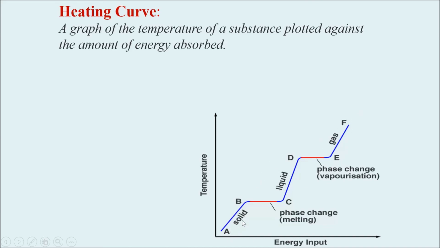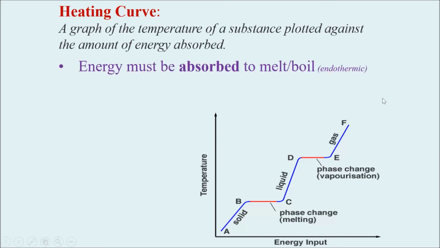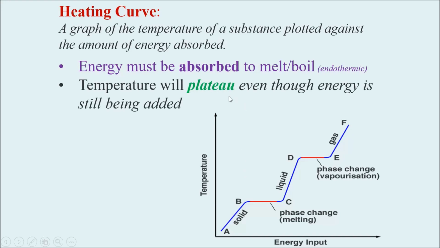So like solid water, ice, freezes at 0 degrees Celsius. Anything below 0 degrees Celsius would be a solid. Then between 0 and 100 would be a liquid for water, and then above 100 would be a gas. But at the actual point of phase change, we see a plateau in energy. So energy must be absorbed to melt or boil. That's what we were saying before. And the temperature will plateau even though energy is still being added.